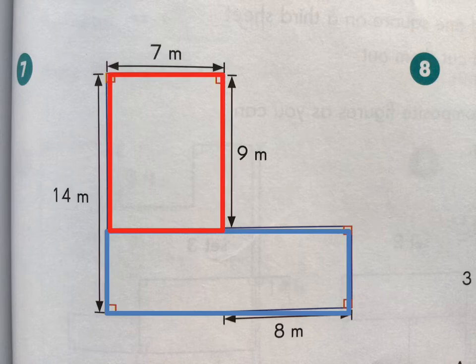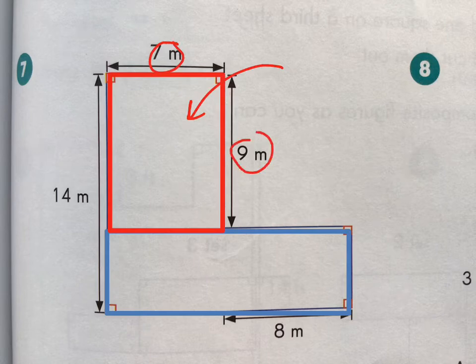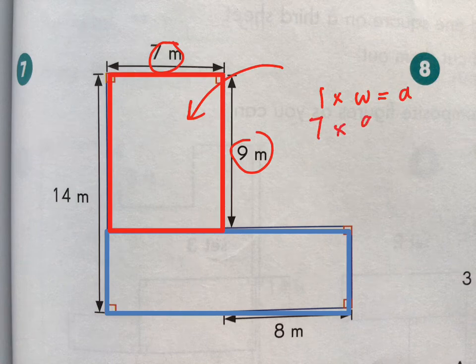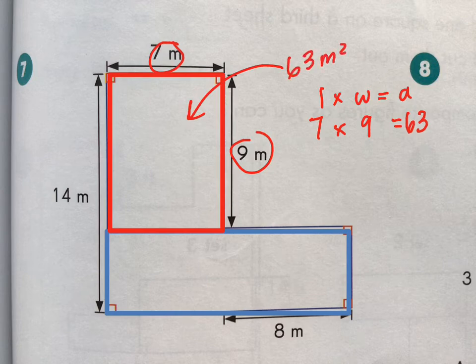Let's start then by finding the area of this top red rectangle. And it looks pretty easy because it gives me the length and the width. So we know length times width equals area. And so the length is 7, the width is 9. 7 times 9 is 63. So I know the area of that top red rectangle would be 63 meters squared.